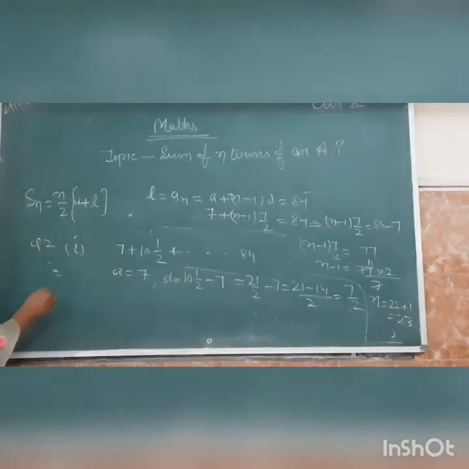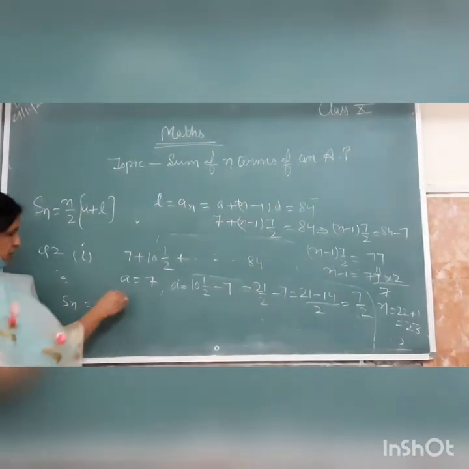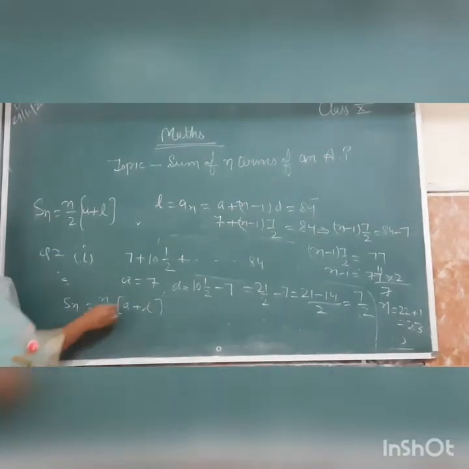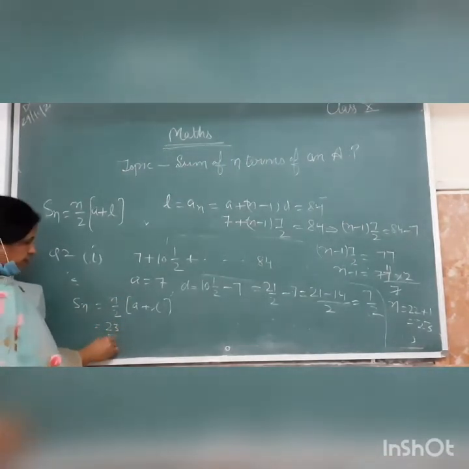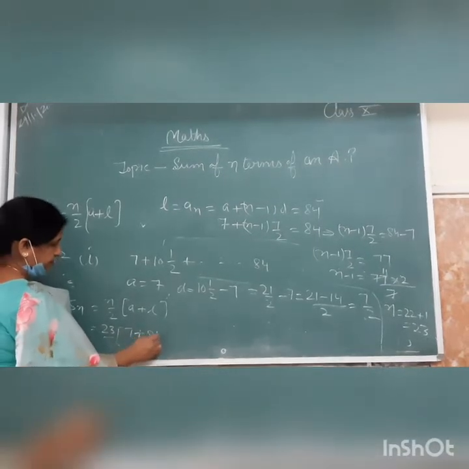Then you can use the formula of Sn, n over 2 (a + l), the direct formula. l is the last term, given as 84. n is 23, so 23 over 2, a is 7 plus l is 84.